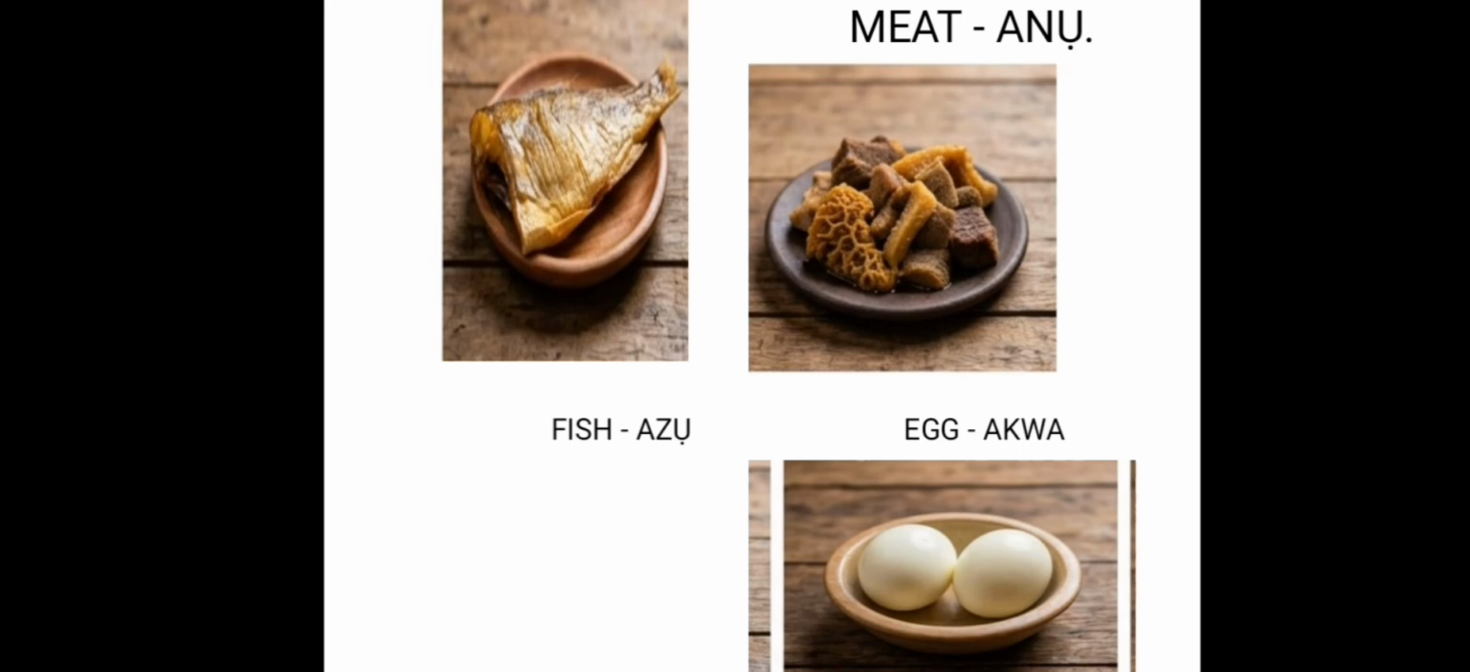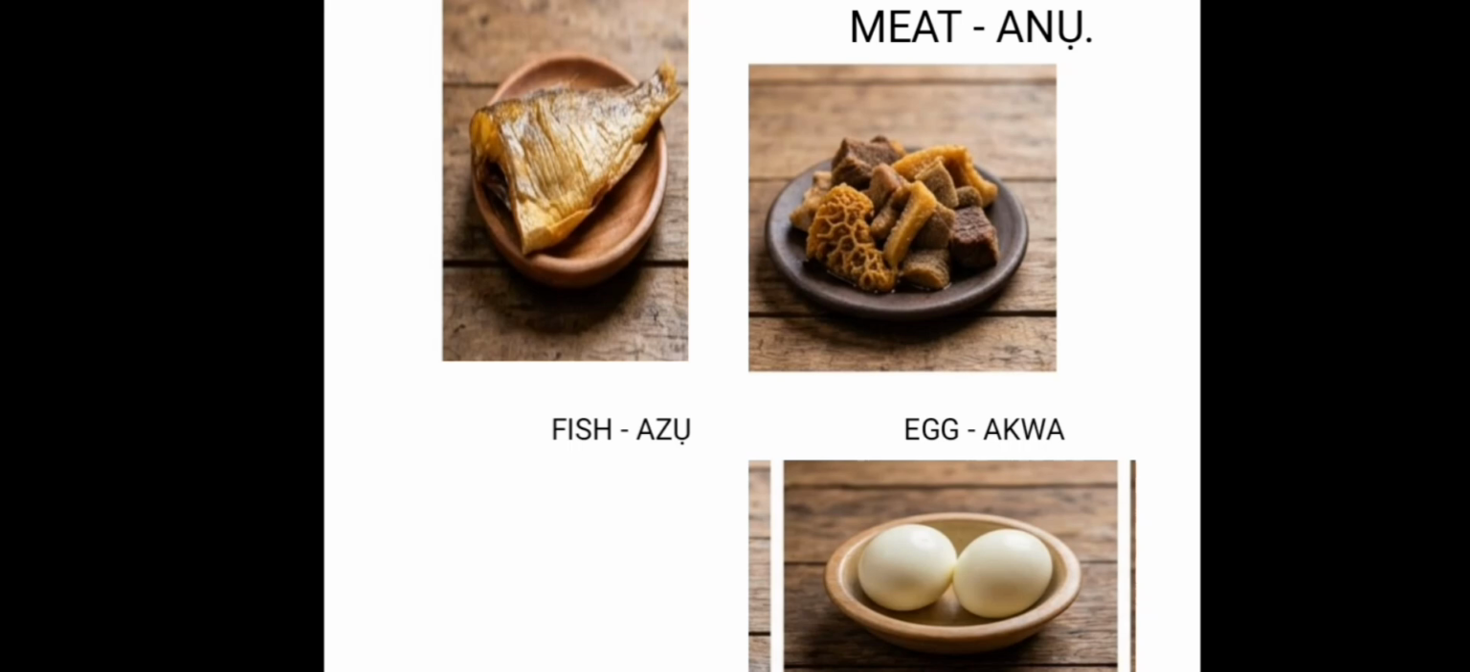Okay, so now the next thing we have is the obstacles that we can use for our food. Obstacles as in protein, like fish. In Igbo, fish is called azu. Azu. Say it. Good. Now, another obstacle is meat. In Igbo, meat is called anu. Anu.